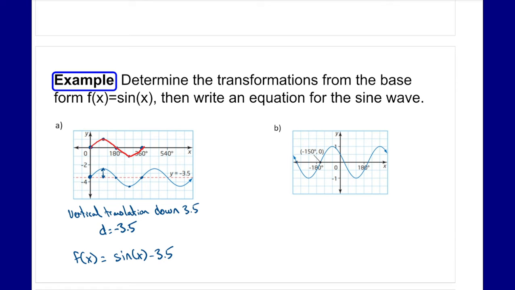For b, again, if it helps, draw in your base sine wave. So 0, 0, 90 and 1, 180, 0, 270, negative 1, and 360. So this is our graph. We can clearly see that our new graph is not starting at 0, 0. It's actually starting here at negative 550. So this means we have a phase shift left of 500 or 150. I think I said 550, but I meant 150.